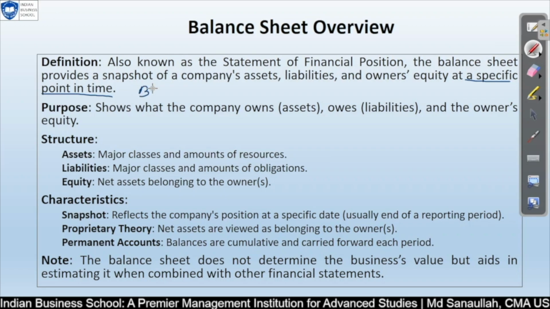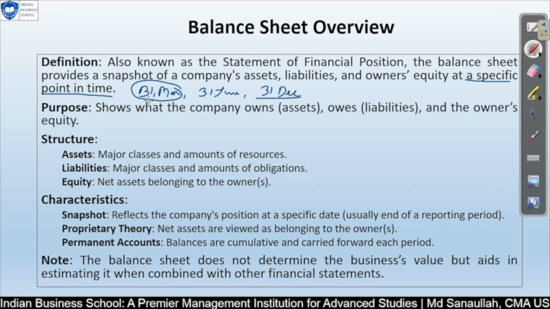Okay, maybe 31st of March. Maybe if it is prepared quarterly, so 31st March, 30th June, like this. Or if it is for the calendar year, that will be 31st of December. So like this balance sheets are prepared. Based on this date we will prepare our balance sheet.